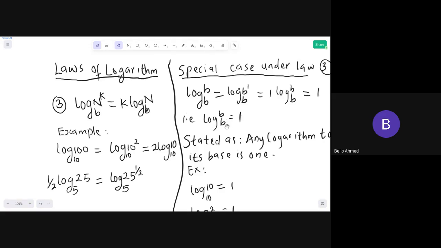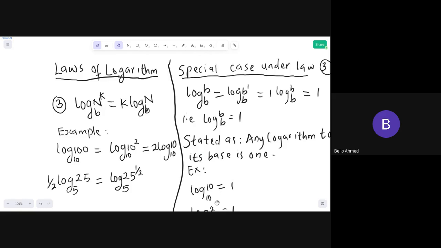So how do we normally state this? It is stated as this: any logarithm to its base is 1. You can see the logarithm of b to base b. This is known as the logarithm to its base, and it's going to give us 1. So that's exactly what we are saying. Now, look at this example. If you have the logarithm of 10 base 10, we are saying that it's going to give you 1.